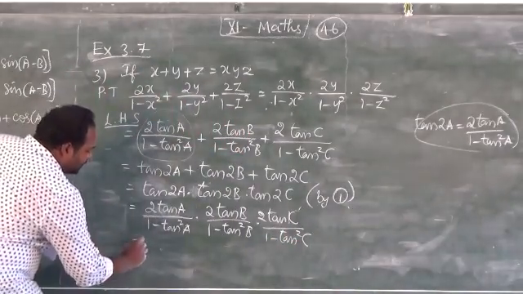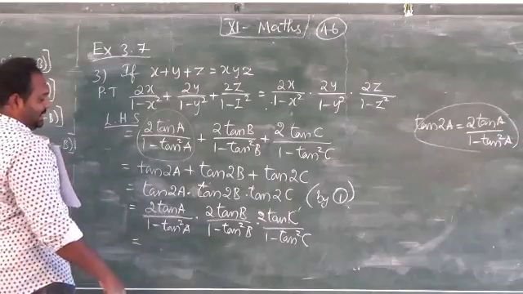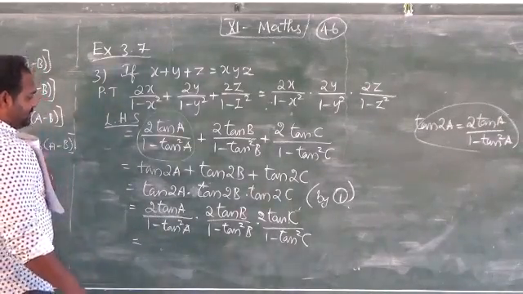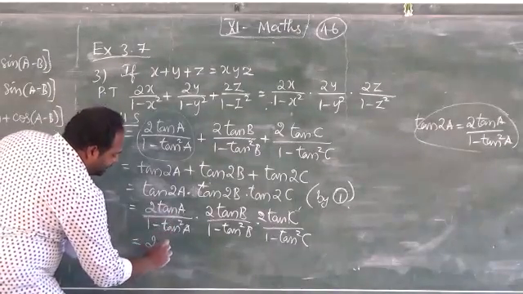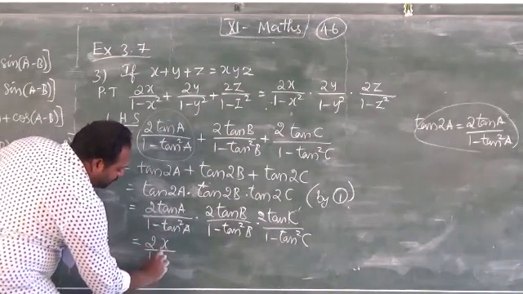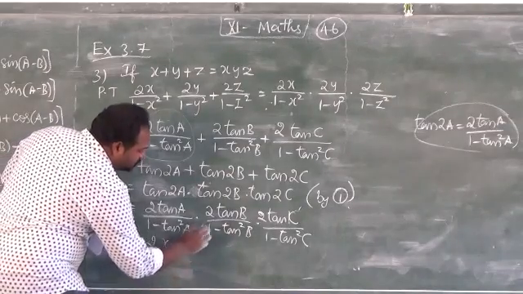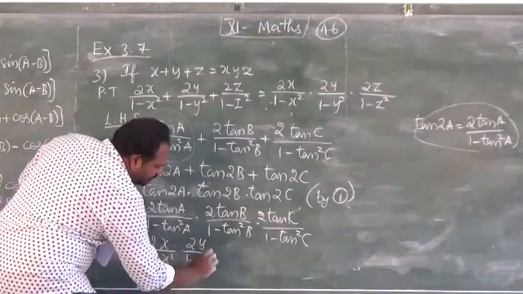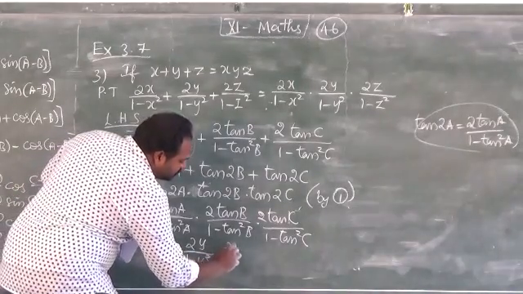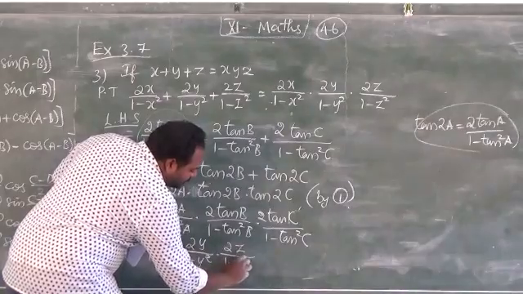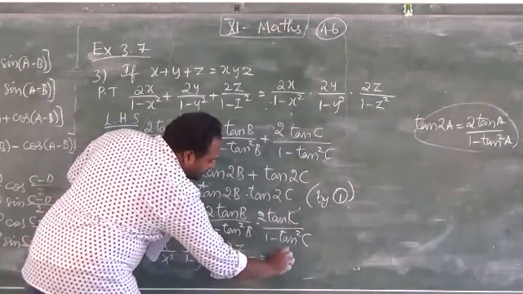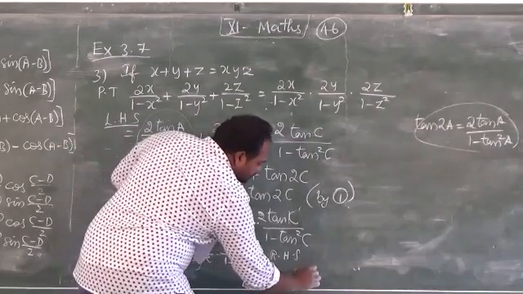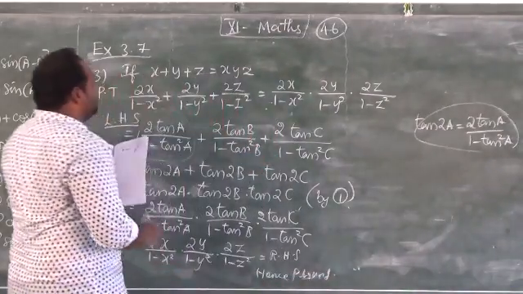After that, we have taken tan A as x, tan B as y, tan C as z. Next, I am just rearranging once again. 2 tan A instead of that x by 1 minus x square, into 2 tan B written as y by 1 minus y square, into 2 tan C as z by 1 minus z square, which is the RHS, hence proved. So by this we can complete problem number 3.